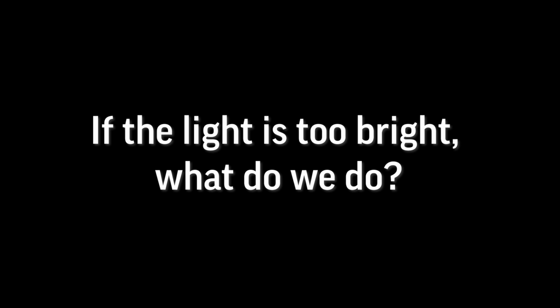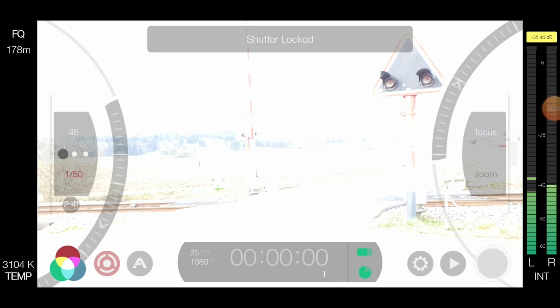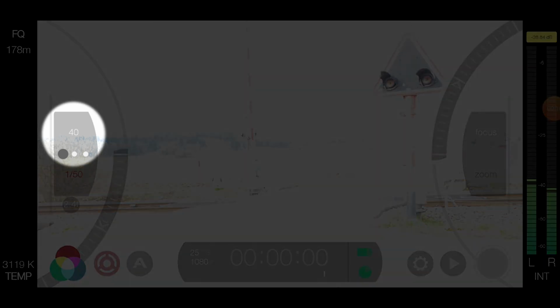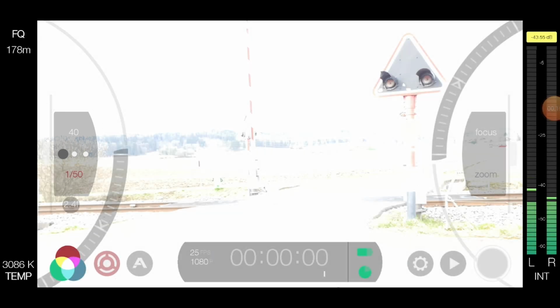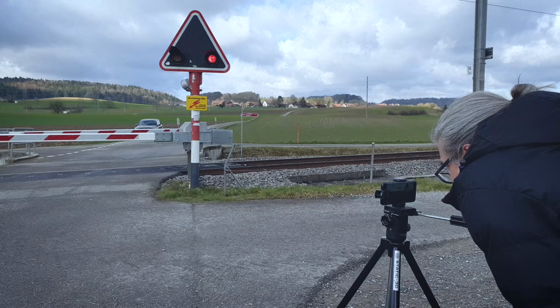If we are filming in bright conditions and our ISO setting is at its lowest, we sometimes find ourselves unable to slow shutter speed to the 1/48th or 1/50th setting. This usually happens when filming in daylight outside.